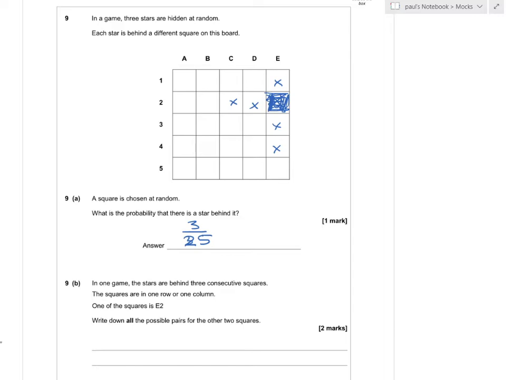So let's just list them out. So we could have E1 and E3. Yeah, we could have E3 and E4, and we could have C2 and D2.